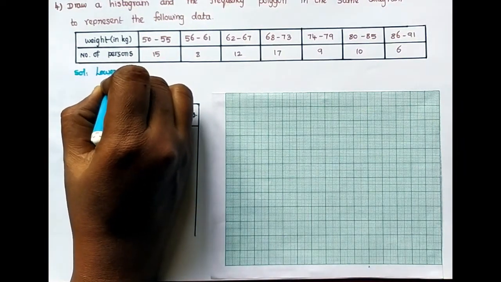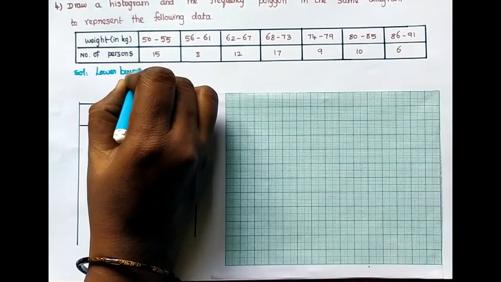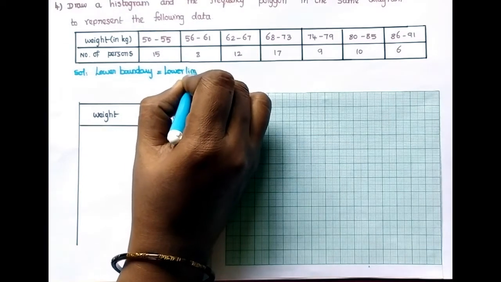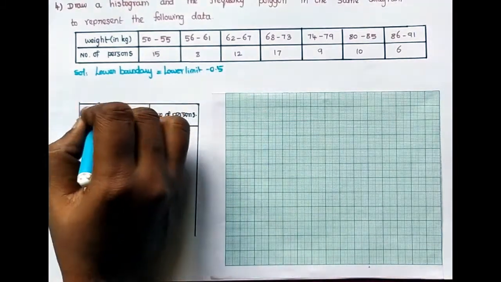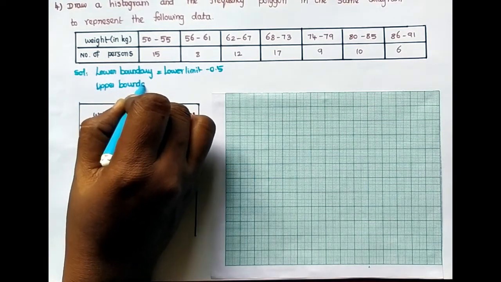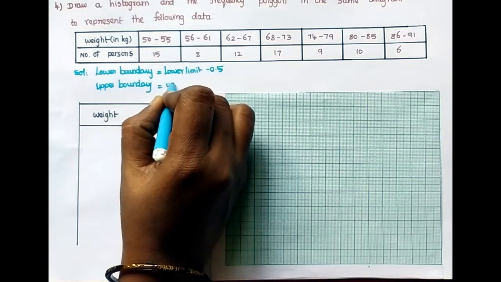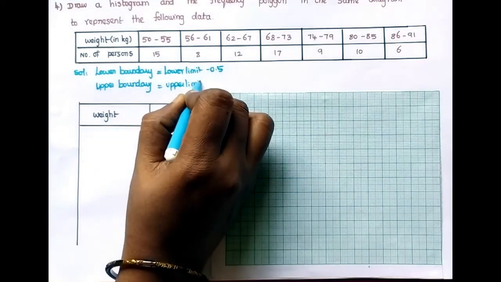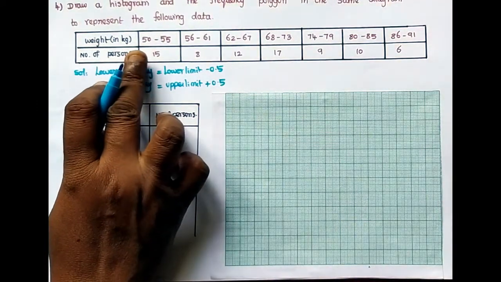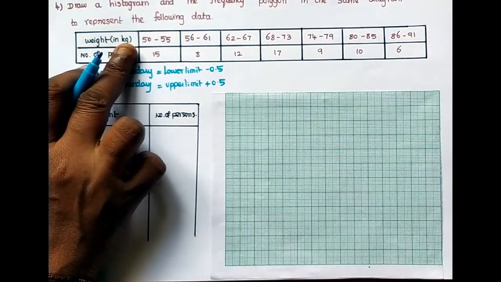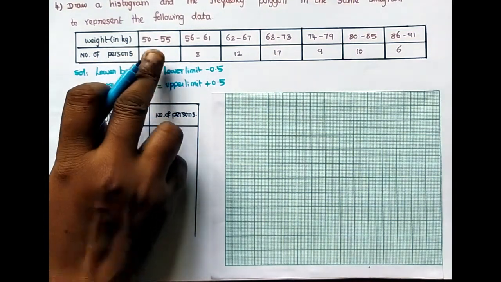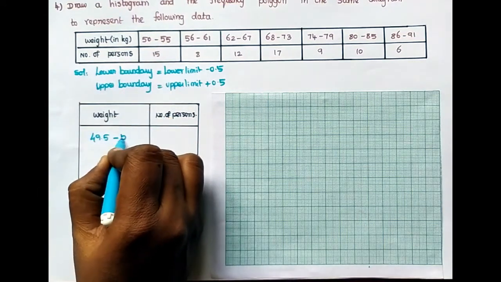First one, what is the adjustment? Lower boundary is equal to lower limit minus 0.5, and upper boundary is equal to upper limit plus 0.5. First one, 50 to 55: minus 0.5 means 49.5 we get, plus 0.5 means 55.5.